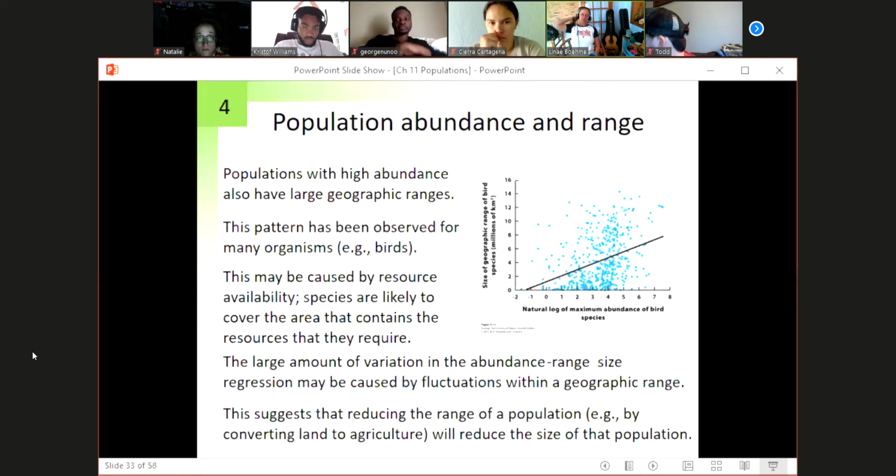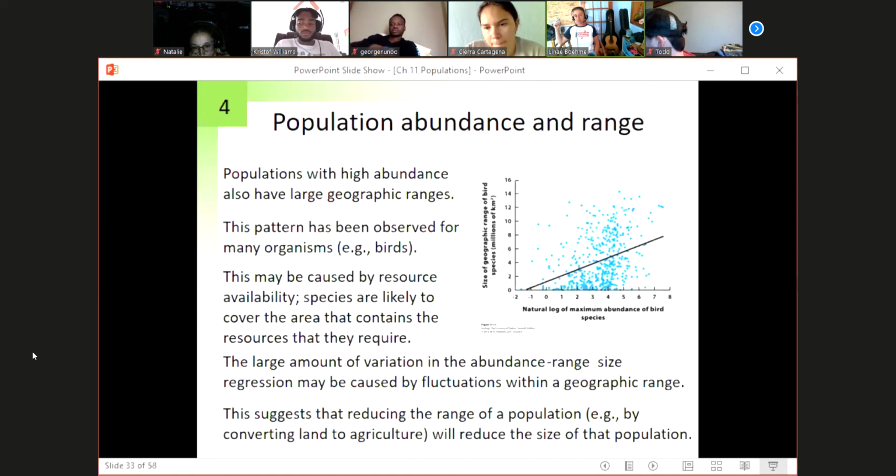Now, there are a few general trends that we see in populations. Populations that have really high abundance also tend to have large geographic range. So this is looking at the maximum abundance of bird species and the size of the geographic range of the bird. And you can see, this is natural logs, so it's much bigger than just 1, 2, 3, 4, 5. The larger the population in general, the larger the size of the geographic range of the bird.